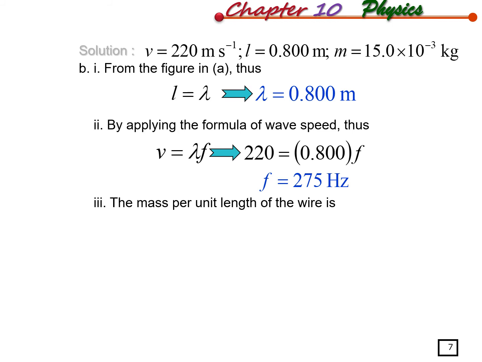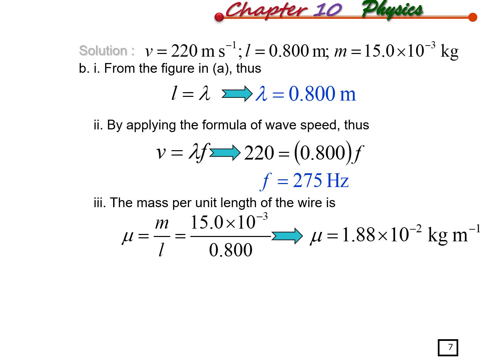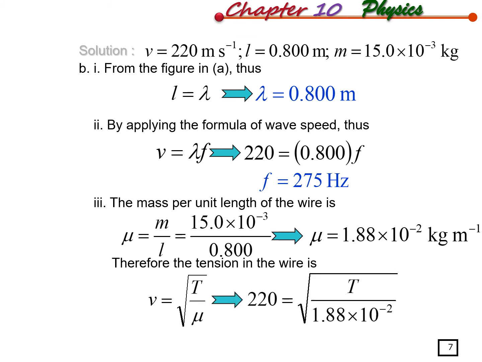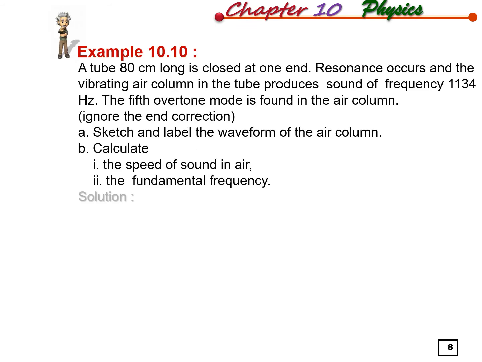And then mass per unit length we can calculate, so mass already given, length given, which will end up with 1.88 times 10 to the power of negative 2 kilogram per meter. So you can apply that in the equation, velocity equals the root of tension over mass per unit length. From here we can calculate the tension, which will end up with 910 Newton.